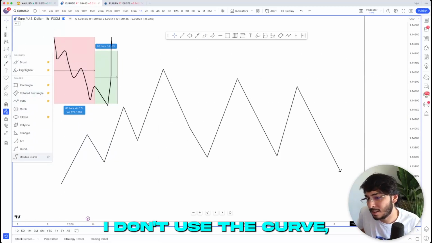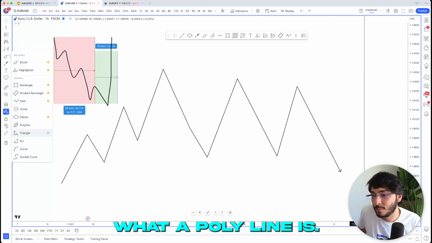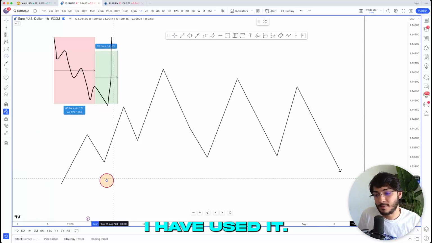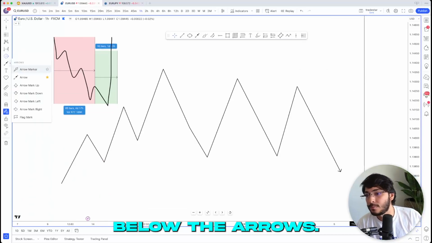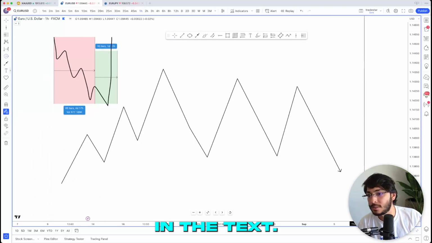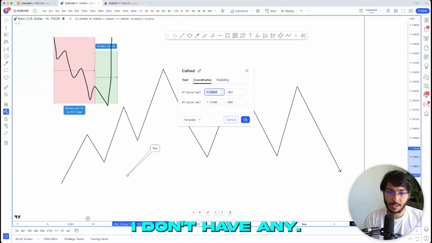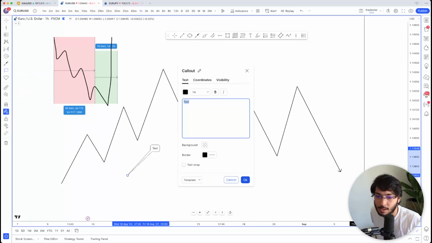I don't use the curve, double curve, arc, triangle, polyline. I don't even know what a polyline is. I don't really use the circle tool very often. I have used it. I don't have any settings for it, but I don't really use that. Below the arrows, I just use the arrows. In the text, I use a call out. Call out, these are the settings. I don't have any, I think this is the base model settings on the call out.